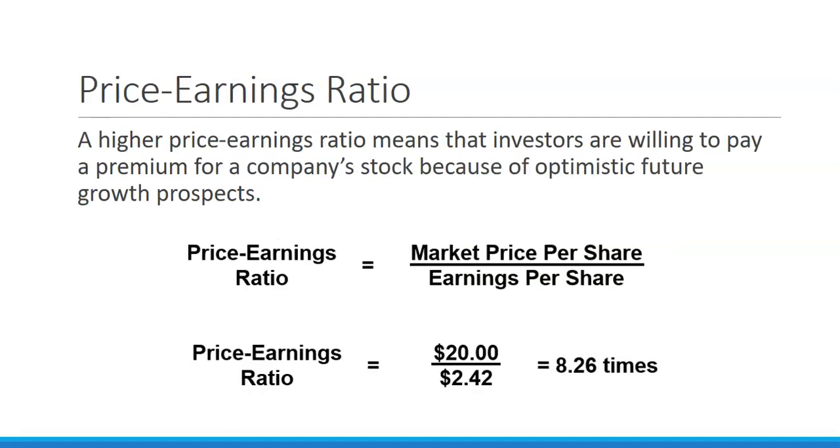The price earnings ratio, or PE ratio, looks at the market price per share as compared to the earnings per share. A higher PE ratio means that investors are willing to pay a premium for our stock because we have optimistic future growth prospects. We take the market price per share divided by earnings per share to calculate the PE ratio, the price earnings ratio.